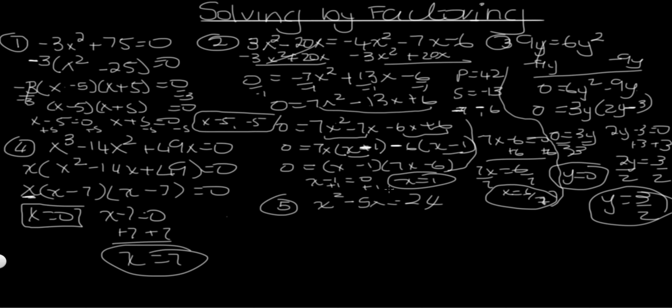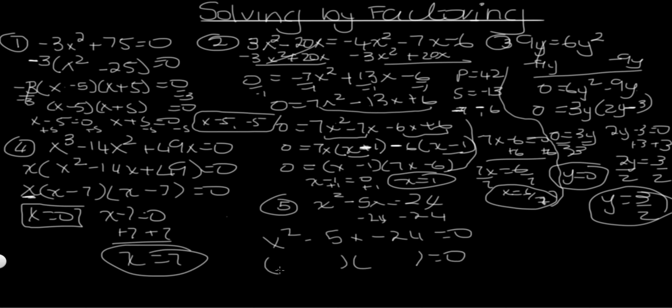For my last problem, it does not equal 0. So first subtract 24 to bring it to this side. So I have x squared minus 5x minus 24 equals 0. This is a trinomial where a is not 1. So I know I'm going to go ahead and set it up like this. You're looking for two numbers whose product is negative 24, and the same two numbers must add up to negative 5. That is negative 8 and positive 3.